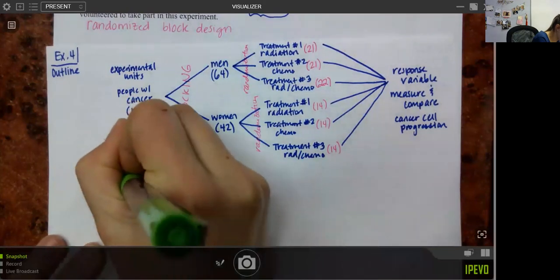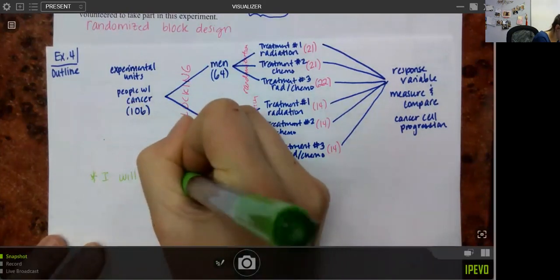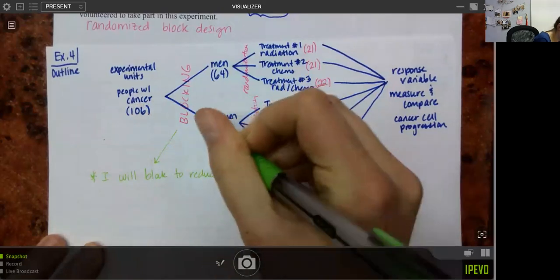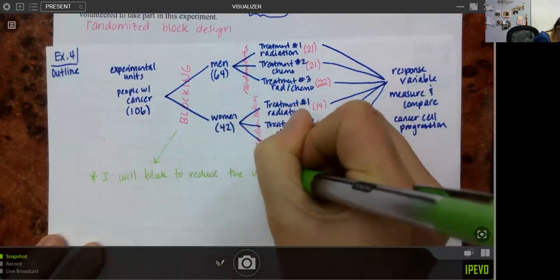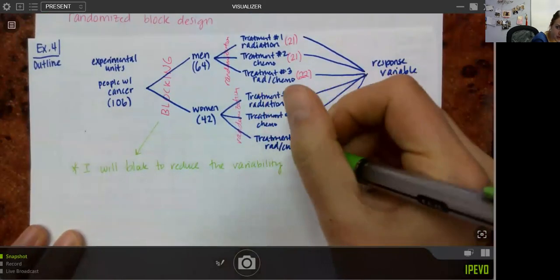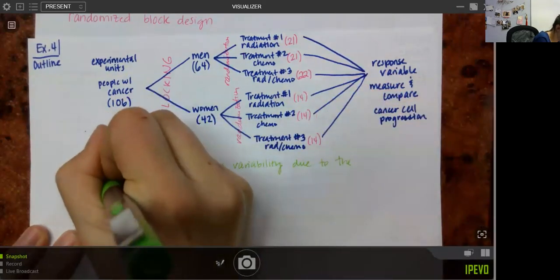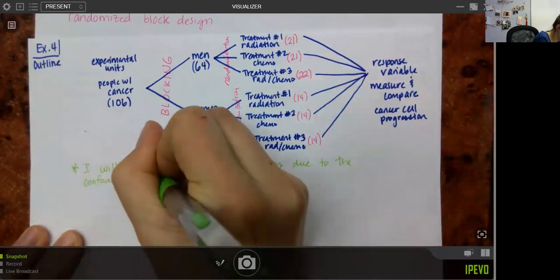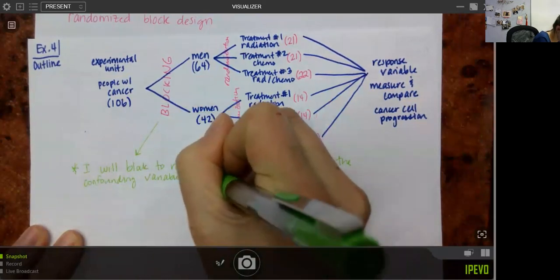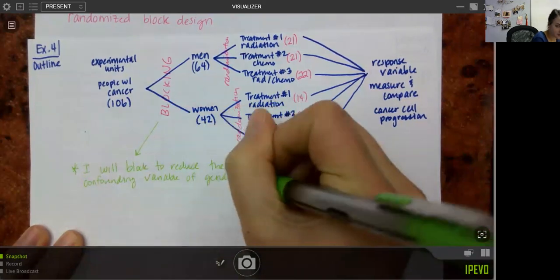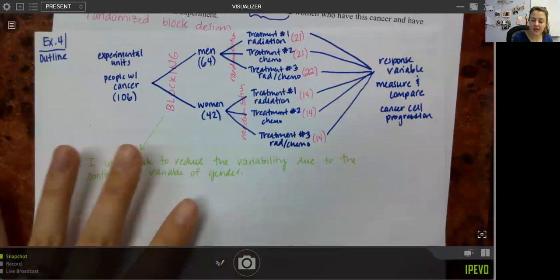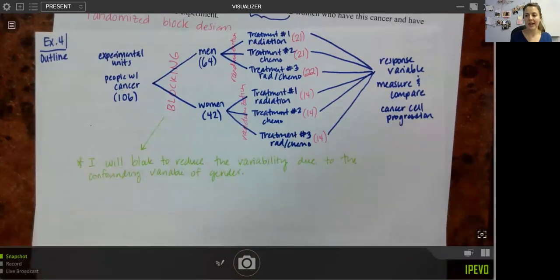So I will block to reduce the variability due to the confounding variable of gender. Okay, awesome. So this sentence in itself is an important sentence, just stating why we're blocking. That's oftentimes an AP question. Why would I block on gender? Well, it's going to reduce variability because I believe that gender is somehow confounding the experiment.